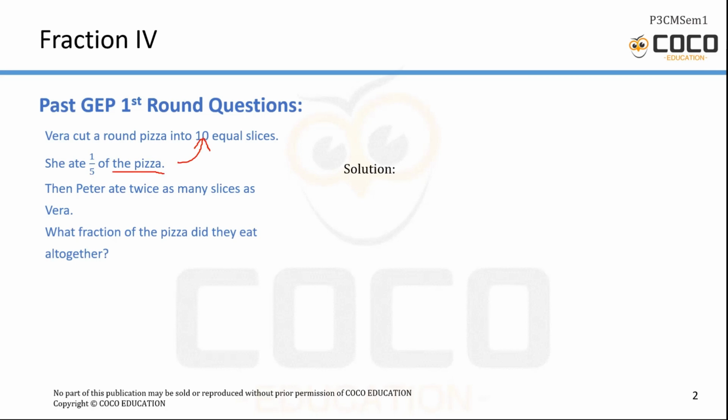First, I need to calculate how many slices Vera ate, right? So 1/5, but the total is 10 equal pieces. You ate 1/5 of the total. So first I make the denominator 5 into 10, which is multiplied by 2 for the numerator and denominator. So Vera ate 1/5, in other words, 2/10. So that's why we know Vera ate 2 pieces. So Peter is 2 times 2 pieces, so Peter is 2 times 2 is 4 pieces.